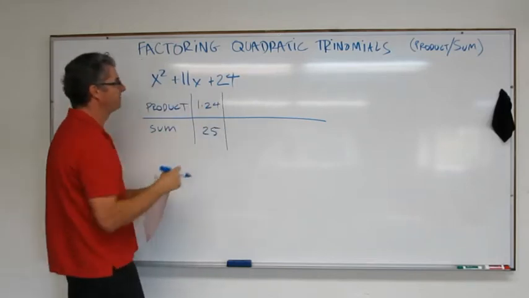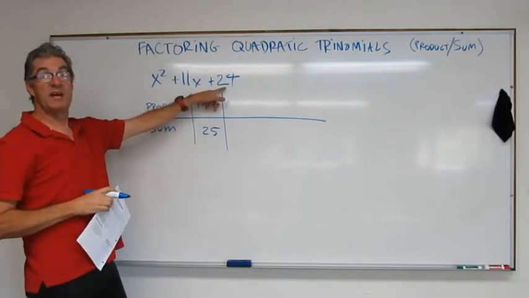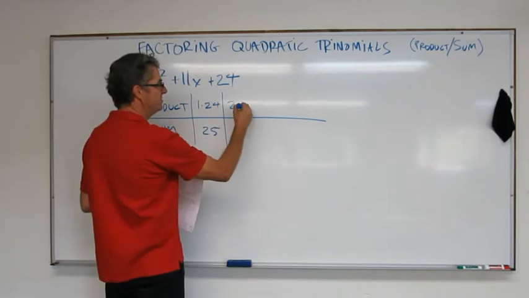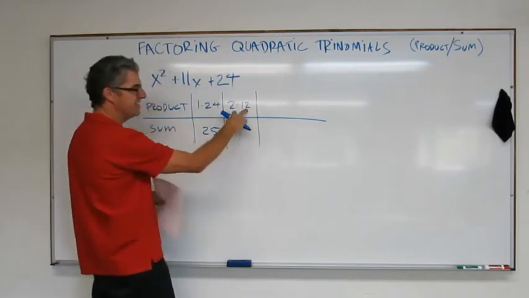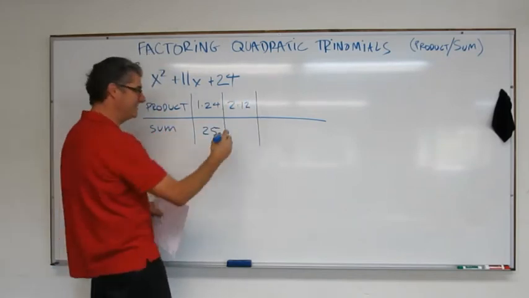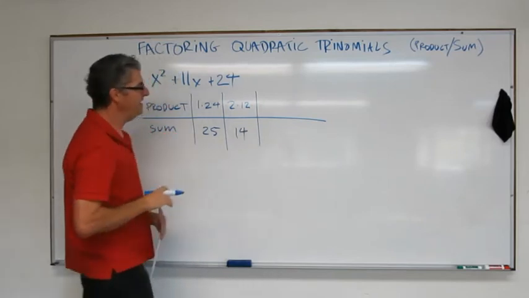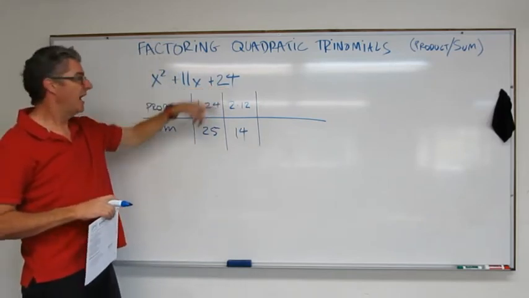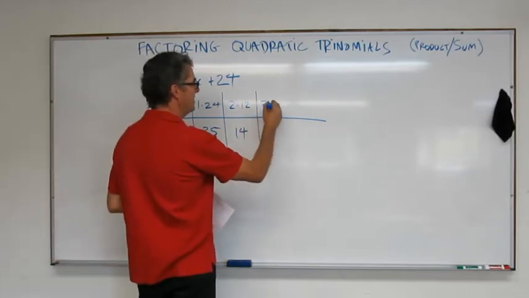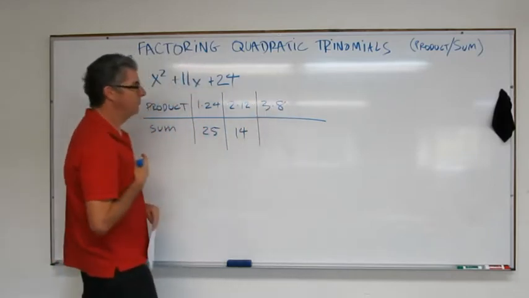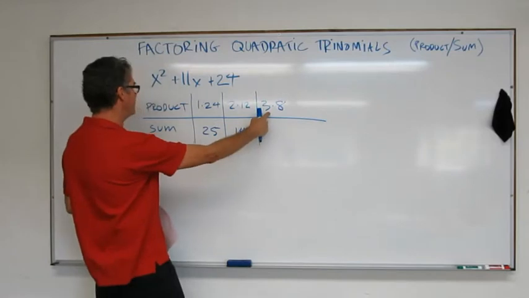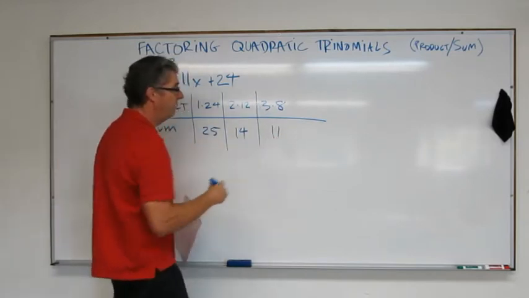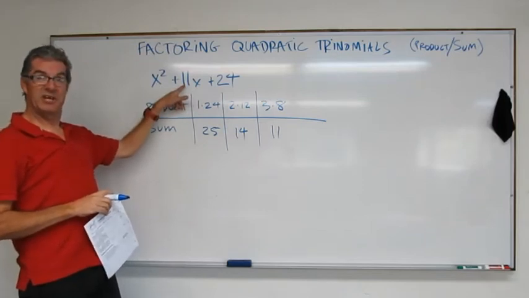Let's keep going. What's another way to multiply to 24? 2 times 12. But what does that add up to? 14. Not so good. So let's try another one. What's the next way to multiply to 24? How about 3 times 8? Yeah, 3 times 8 multiplies to 24. What does it add to? 11. Oh, that's what we were looking for.